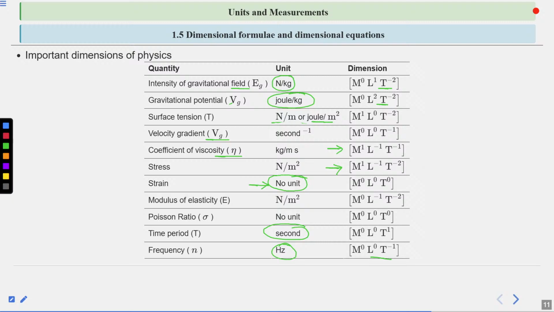Poisson ratio. Poisson ratio is the ratio of the lateral strain to the longitudinal strain in a material. The formula is lateral strain divided by longitudinal strain. Lateral strain arises due to change in diameter over original diameter, whereas longitudinal strain is change in length over original length. Change in length divided by original length is longitudinal strain, and lateral strain is change in diameter divided by original diameter.